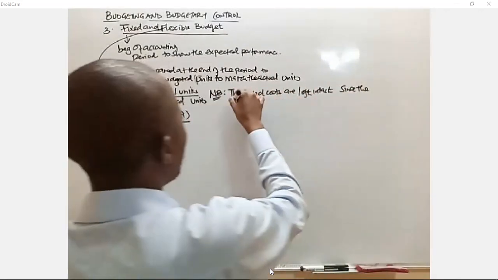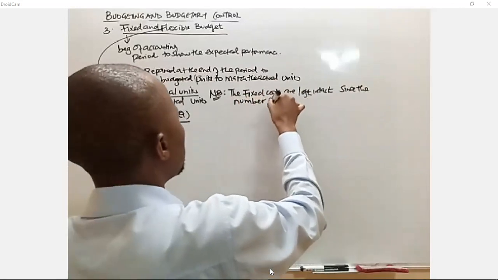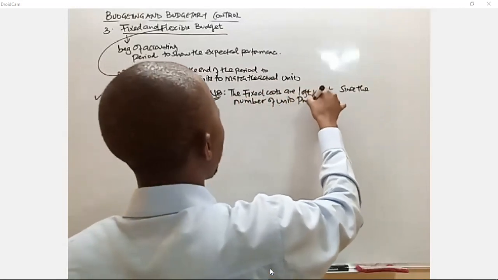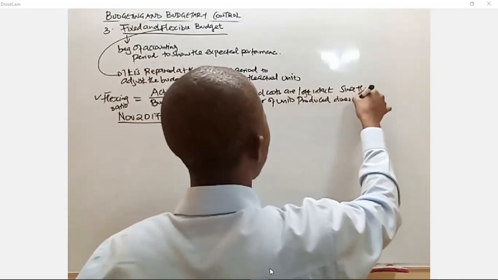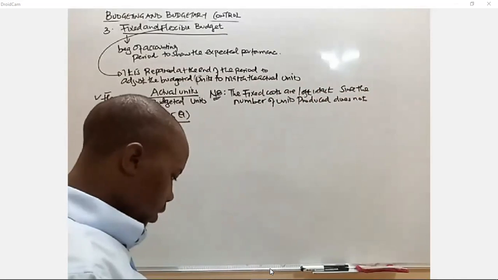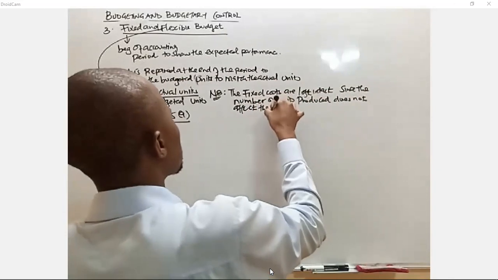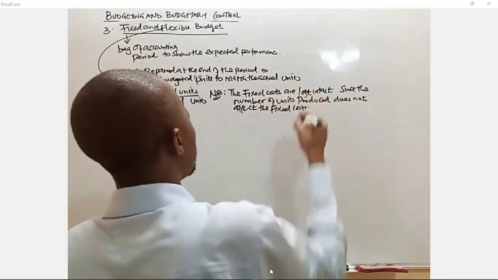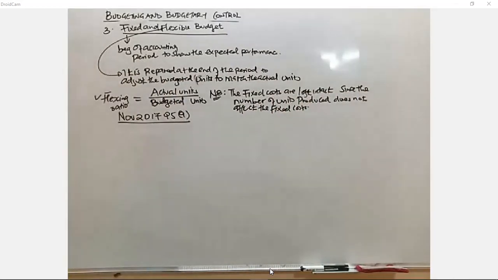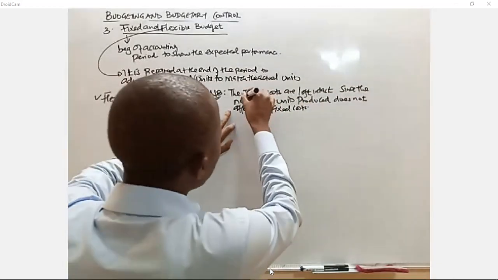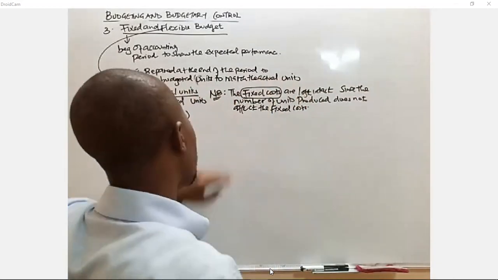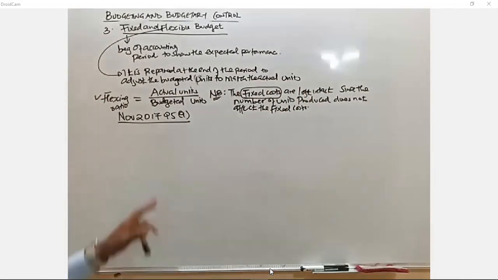the number of units produced does not affect the fixed cost. So you are not supposed to flex the fixed costs. Don't flex the fixed costs in any question; leave them the way they are. So let us first go to this question. Let us go to that period and see what we are required to do.